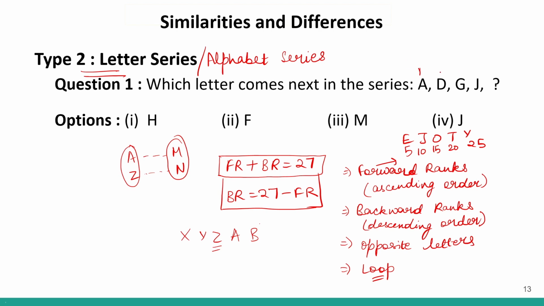So A is first rank, D is 4. Similarly, G is 7, J is 10. So here I can see we are going plus 3, here also plus 3, here also plus 3. So next rank will also come 3 positions forward, which will give us the 13th rank. And 13th rank belongs to M. So our answer will be option 3, M, which will be our correct answer.